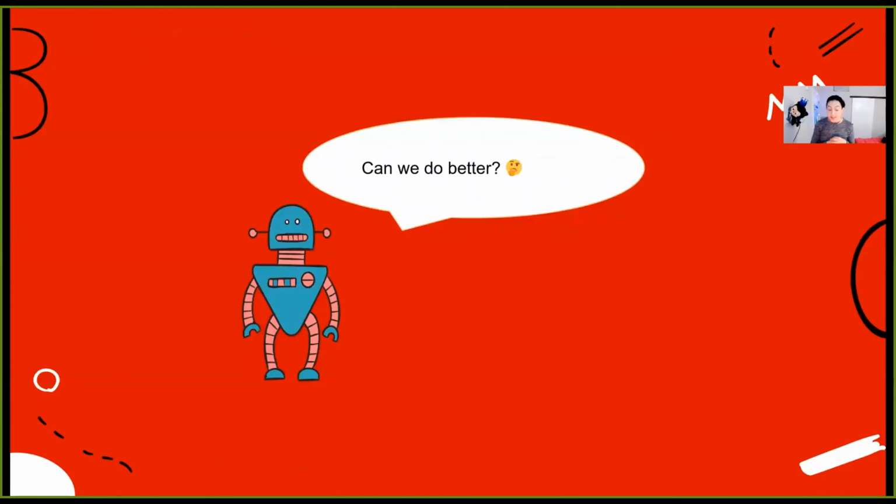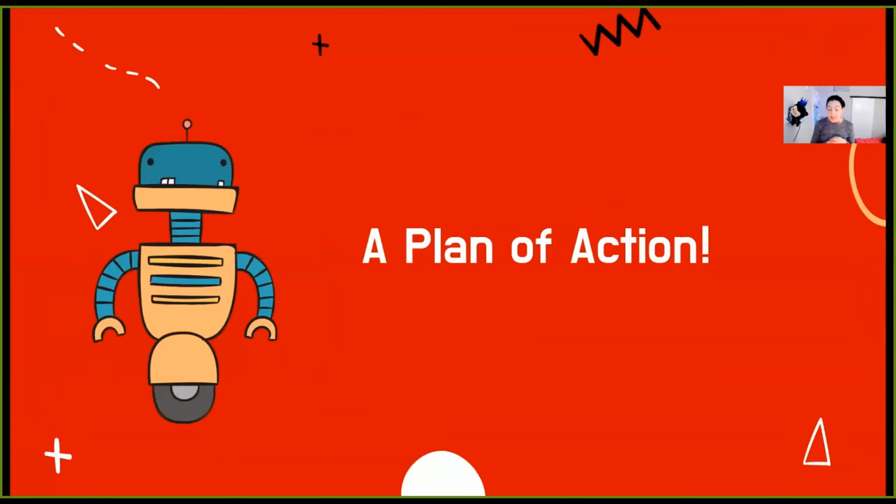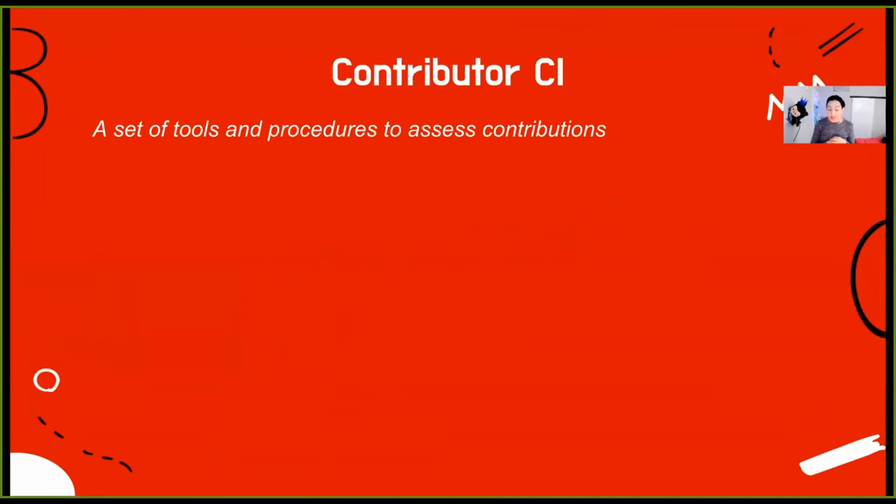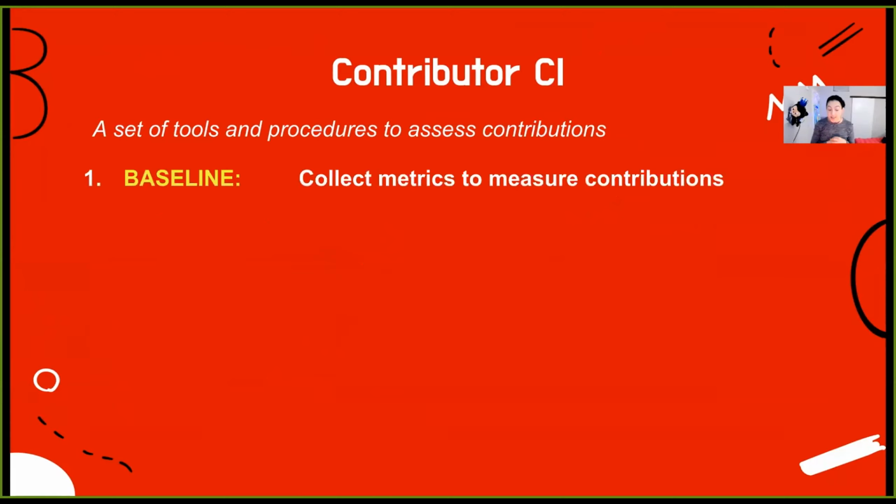So again, back to this question. Now I see that I think we can do better. And the question comes down to how. So my plan of action, and I'll finish this up quickly. I want to create something called Contributor CI, the set of tools and procedures that you can use to assess contributions. And I think I want to start with a baseline.